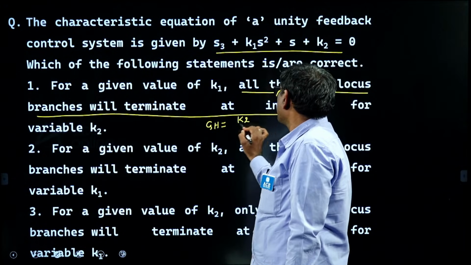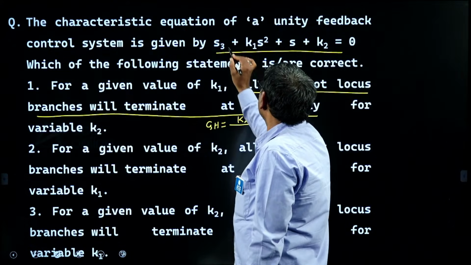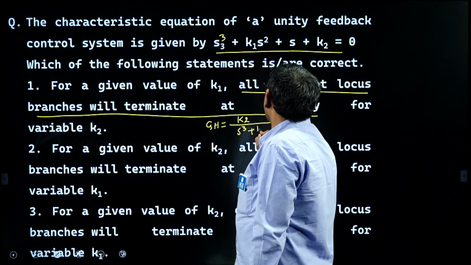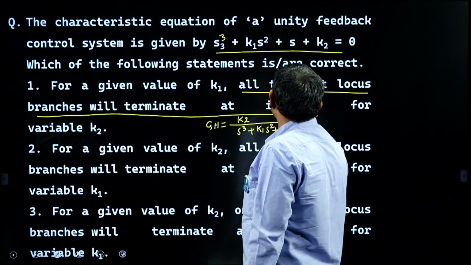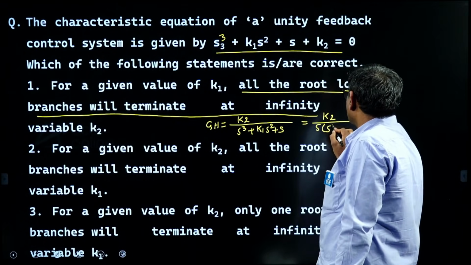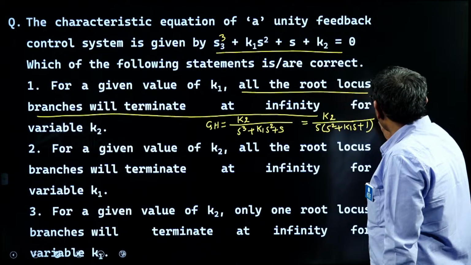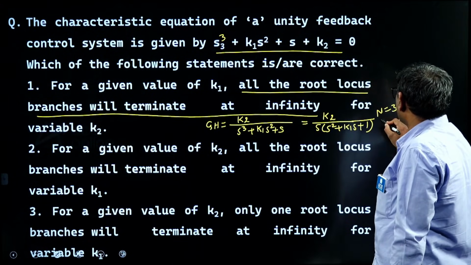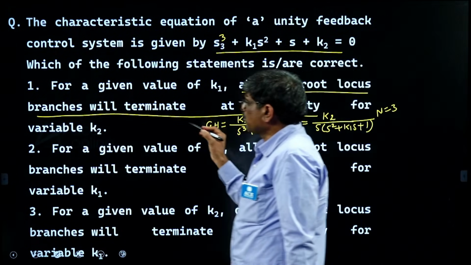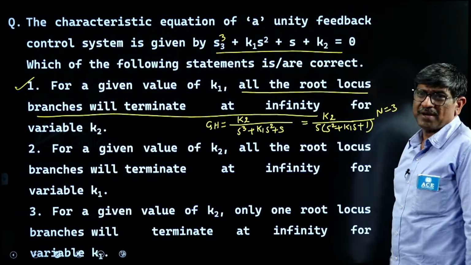So K2 you take in the numerator, because system gain is divided by all the remaining parameters. The remaining is S cube plus K1 S square plus S. So I can write K2 divided by S cube plus K1 S square plus S. So the number of root locus branches is 3 and there is no zero. That means all the asymptotes terminate at infinity. 3 branches, 3 asymptotes terminate at infinity, because there are no zeros. So the first statement is correct.